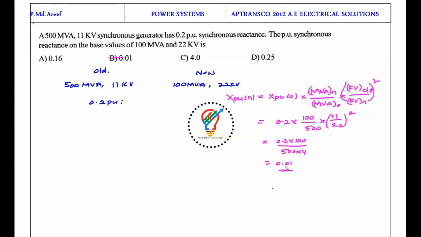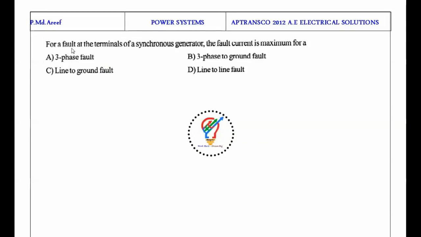The next question: for a fault at the terminals of a synchronous generator, the fault current is maximum for which fault? The option here is the three-phase fault. The short circuit MVA is nothing but the base MVA divided by the reactance in per unit.